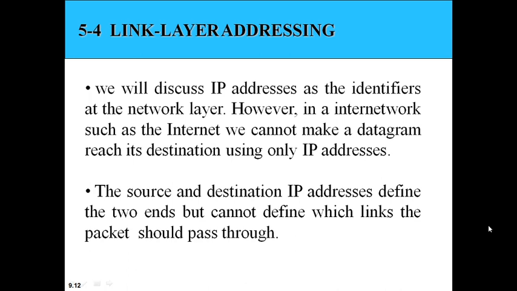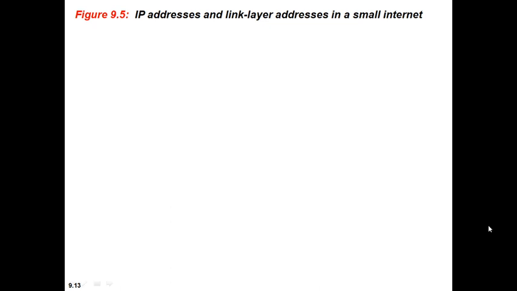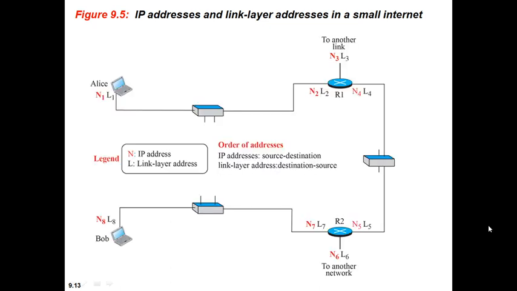To resolve this problem, another addressing mechanism is required. That is the link layer address mechanism. This address is also called a physical address or a MAC address. We will show the IP address and the link layer address in a small internet with this diagram.